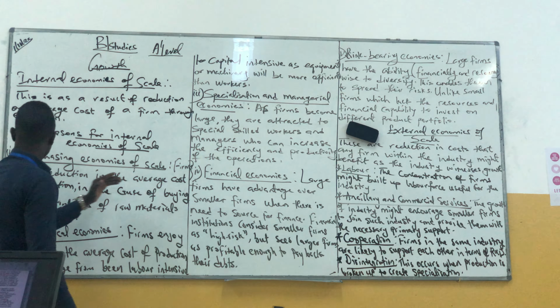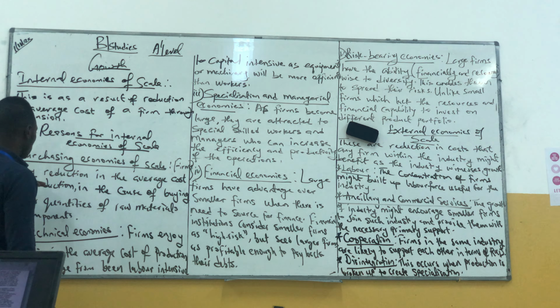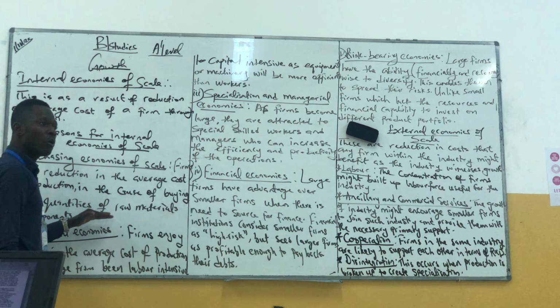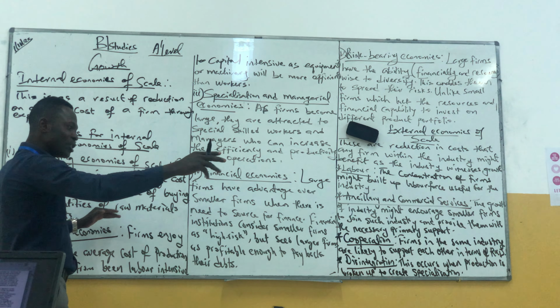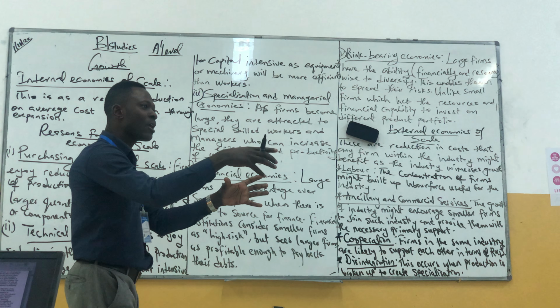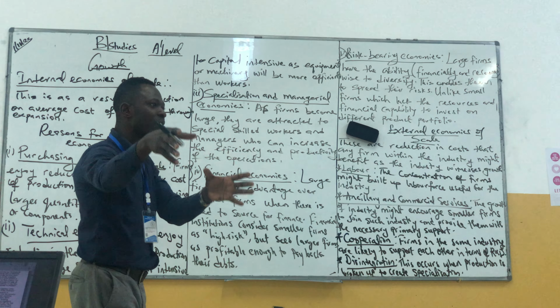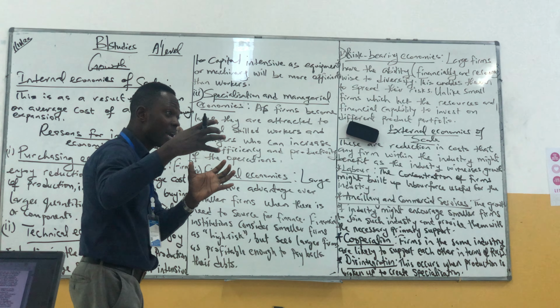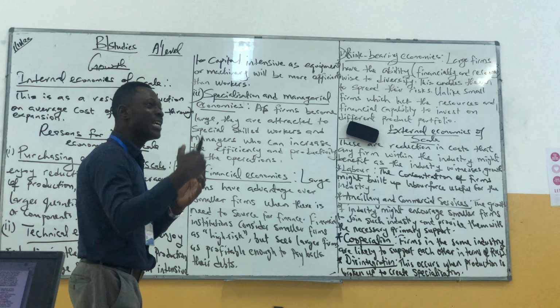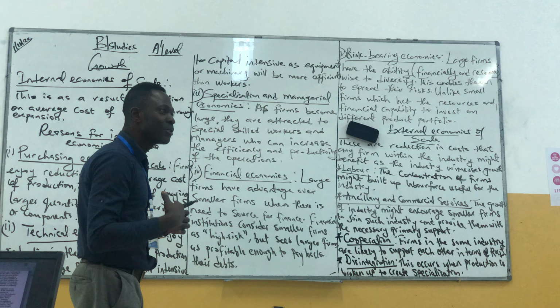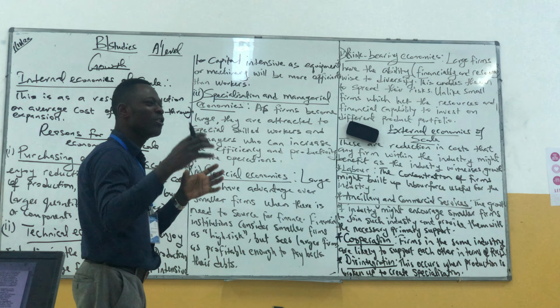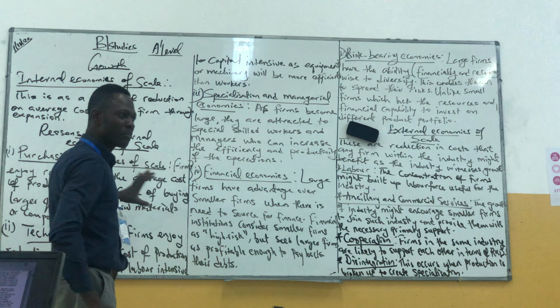I wrote, firms enjoy a reduction in the average cost of production from buying larger quantities of raw materials or components. So as a firm, you increase from buying 10,000 units to 20,000 or 30,000 units. The more products you buy in terms of raw materials or components, the less amount of money you pay to your suppliers. That is what we call reduction in your average cost. Do you understand purchasing economies of scale?